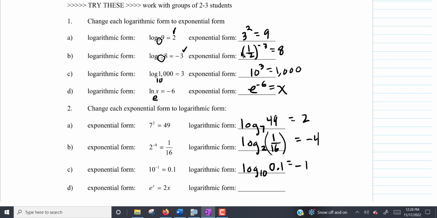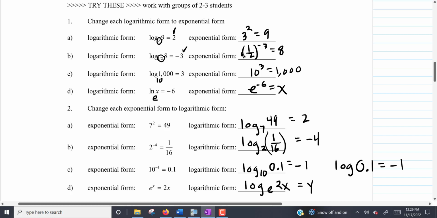Log, right. So the best way to write this would be log base 0.1 equals -1, like that, okay? All right, and then the next one, your base is e, so that would be log base e. Your answer is the exponent, and then you'd have 2x, okay?